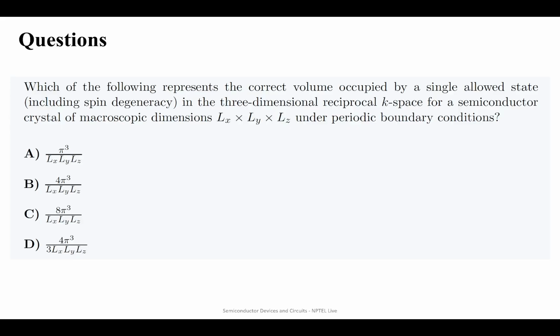First question. Which of the following represents the correct volume occupied by a single allowed state, including spin degeneracy, in a three-dimensional reciprocal k-space for a semiconductor crystal of macroscopic dimensions Lx, Ly, Lz under periodic boundary conditions? π³ by LxLyLz, 4π³ by LxLyLz, 8π³ by LxLyLz, 4π³ by 3LxLyLz.